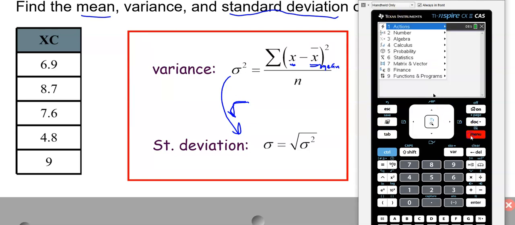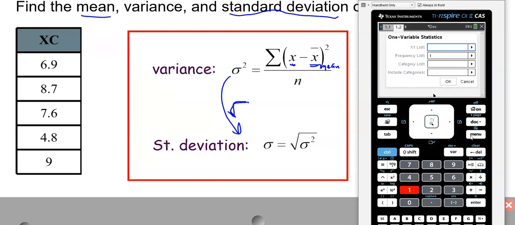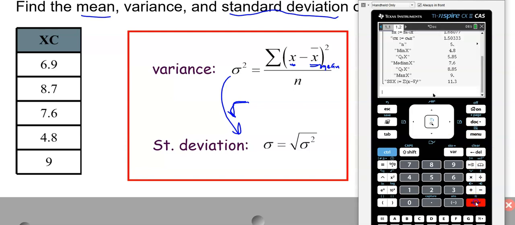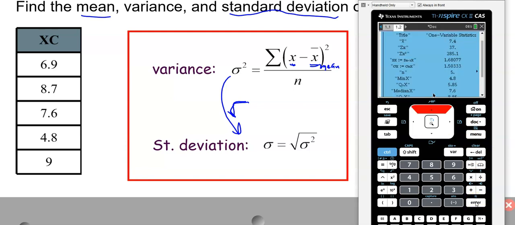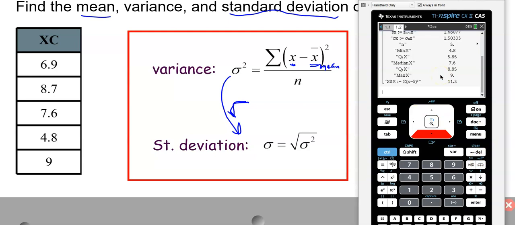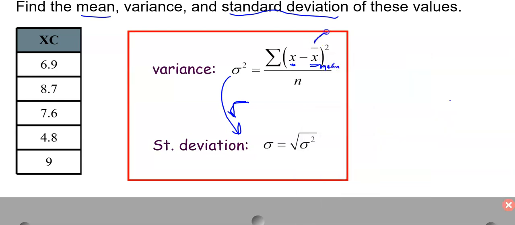I'll just do one variable stats. I think we did this the other day. Menu 6, 1, 1, one list. Use the right arrow there to choose one of those, and I'm going to choose XC. That's my only variable. Say enter, and the X bar right there at the top is 7.4. So the mean of this data is 7.4.